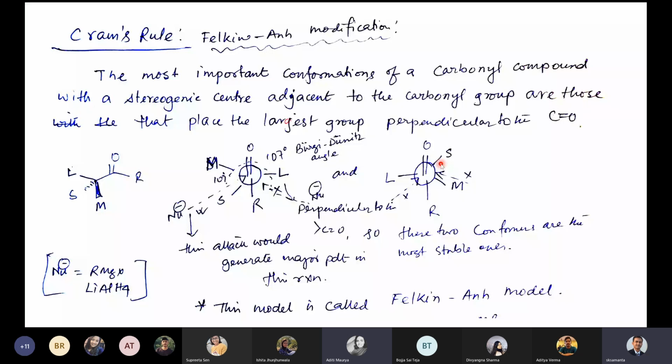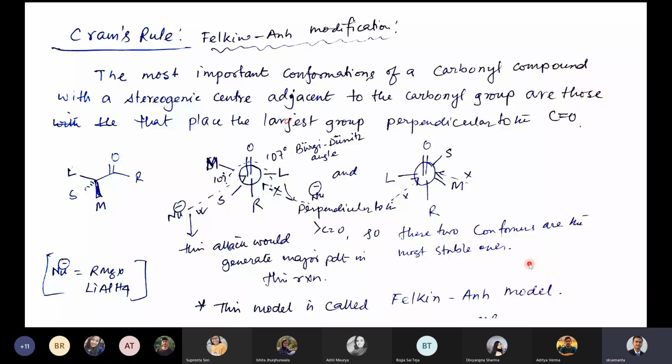To simply understand, the attack from this direction, this angle is favorable, and this angle is basically your Burgi-Dunitz trajectory, Burgi-Dunitz angle. So it cannot attack from this direction. It can only attack from this direction. That is why the product that is coming from this direction is the major product. The product that is coming from this direction is the minor product. So this model is called the Felkin-Anh model, or you can say the Felkin-Anh modification. Now let's see one or two examples.